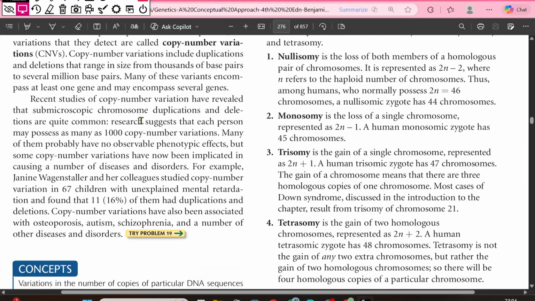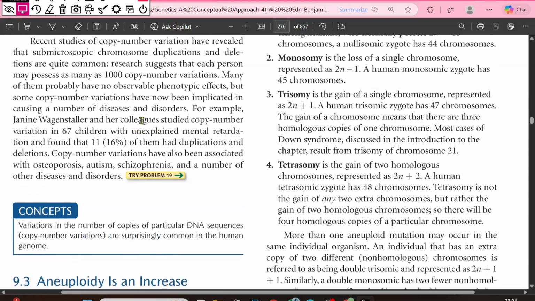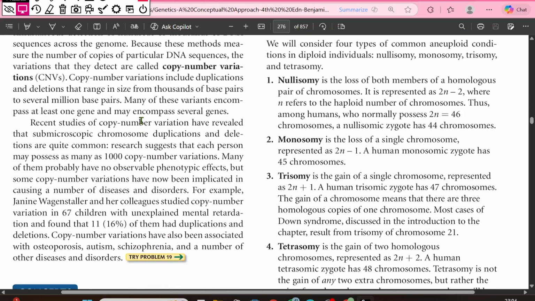Now there are various kinds of aneuploidies which we have to discuss here. These aneuploidies are nullisomy, monosomy, trisomy and tetrasomy. In nullisomy, one complete pair of chromosomes is removed. Suppose in an individual, chromosome 2 consists of two copies because the individual is diploid. Now if these two chromosomes are removed, the condition of nullisomy arises. The representation of nullisomy is 2n minus 2. So originally we should have 46 chromosomes, but then we only have 44 chromosomes. In monosomy, only one chromosome is removed, and here we have 45 chromosomes.